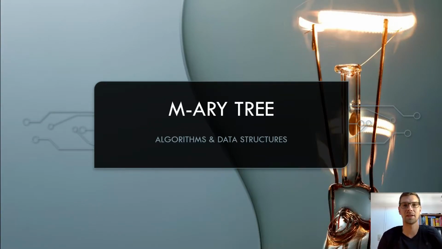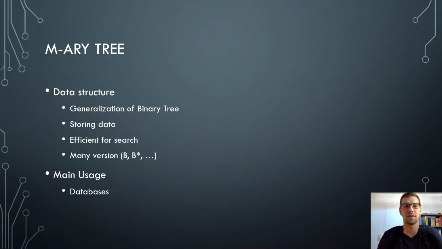Today we are talking about M-Ary trees. Well, an M-Ary tree is a data structure that you could see as a generalization of a binary tree, or rather a binary tree is a special type of M-Ary tree. It is used for storing data, it is very efficient in search, and it can be made even more efficient if we use some derivatives of the M-Ary tree, like the B tree and the B star tree.